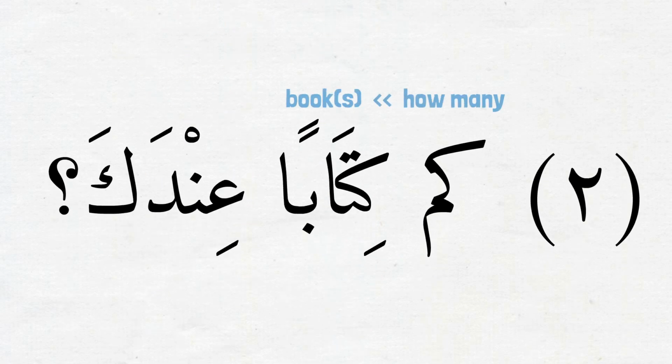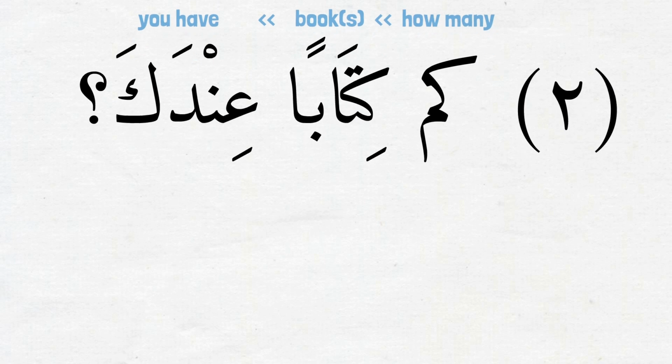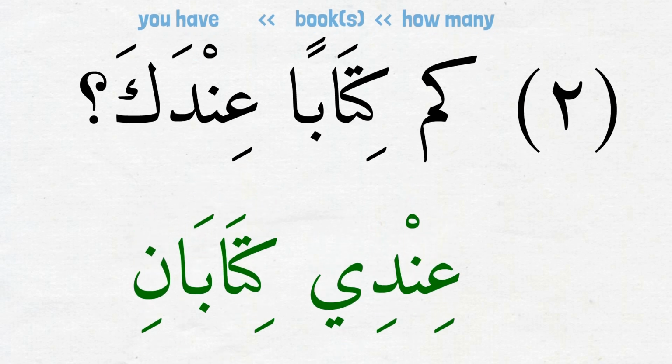Sentence 2. كم كتابا عندك? How many books do you have? How do we say I have 2 books? عندي كتابان.